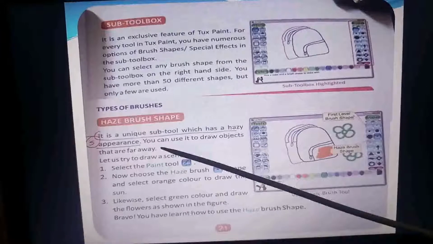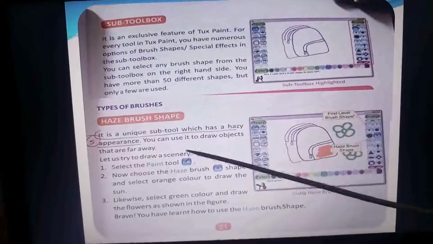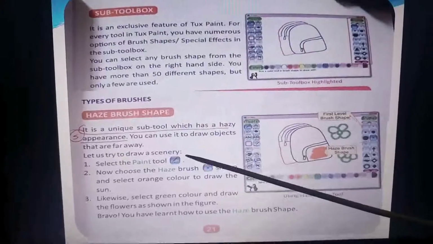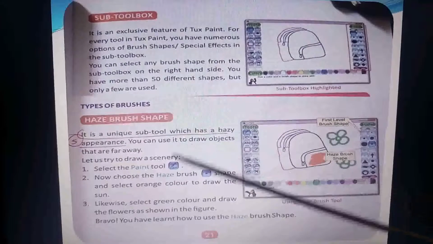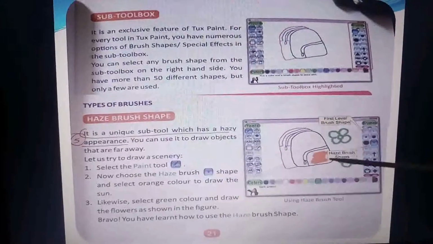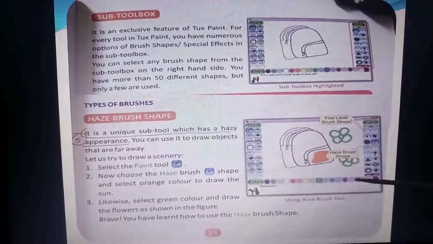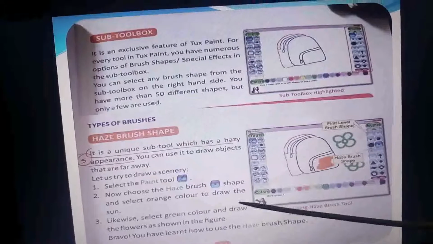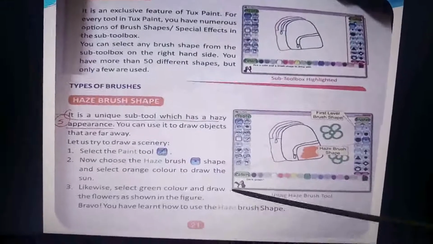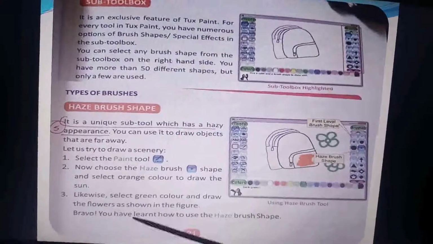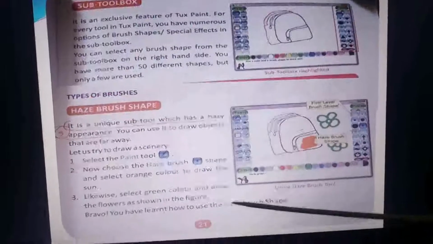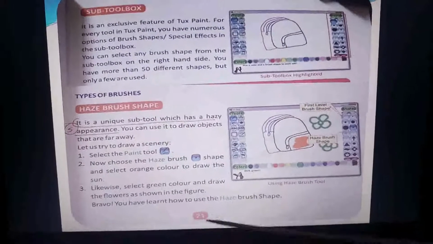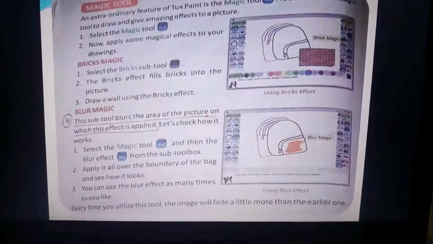Number 1 is haze brush shape. It is a unique sub tool which has a hazy appearance. You can use it to draw objects that are far away, as you see it in this figure. Select the Paint tool. Choose the haze brush shape and select orange color to draw the sun. Likewise, select green color and show the flowers as shown in the figure. You have learned how to use the haze brush.